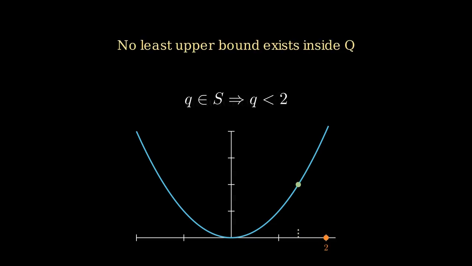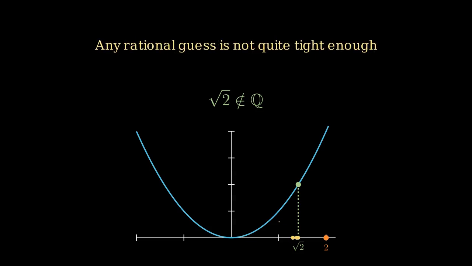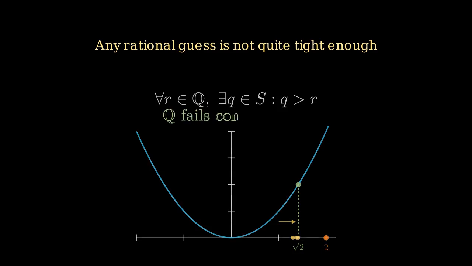However, this set has no least upper bound within the rational numbers. The natural candidate for the least upper bound would be the square root of 2, but the square root of 2 is not a rational number, so it cannot serve as the least upper bound inside the rationals. As a check, we ask, could some other rational number be the least upper bound instead? For any rational number we try that is close to the square root of 2, we can always find another rational number in the set that is even closer, so no rational number ever works as the true boundary. This confirms that the rational numbers fail completeness.